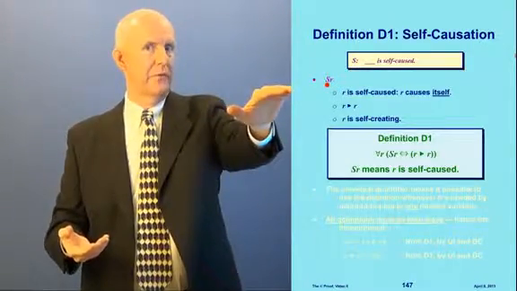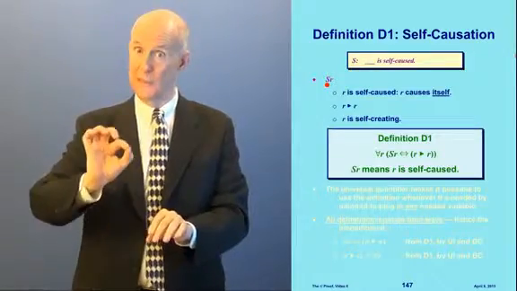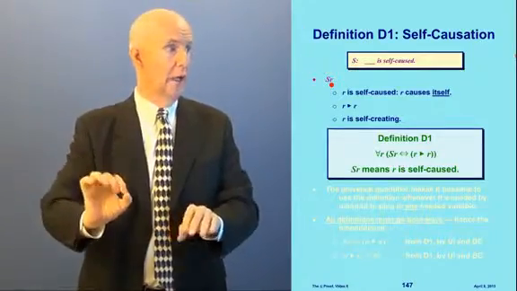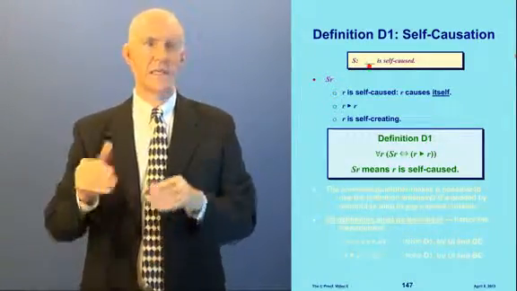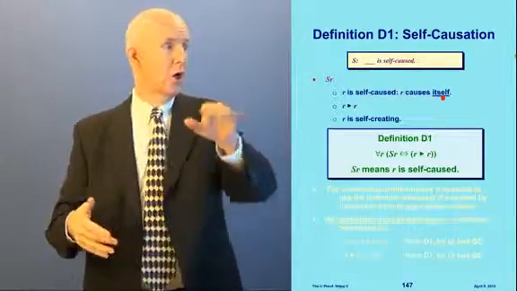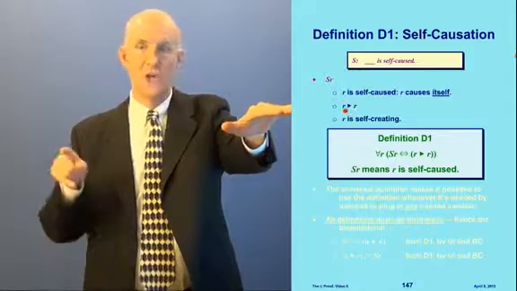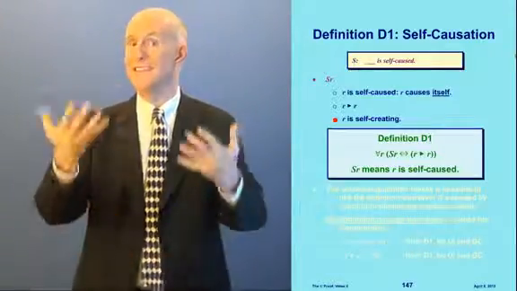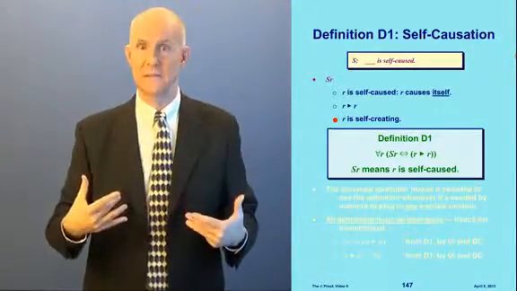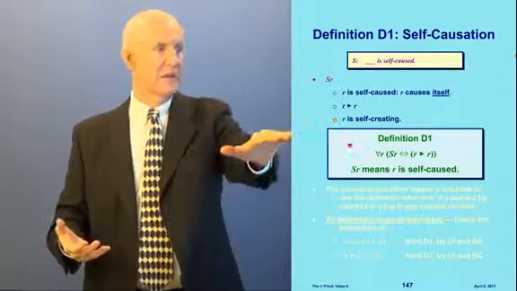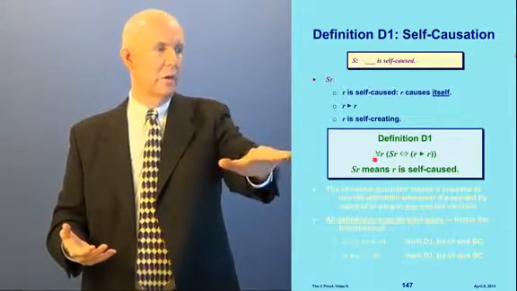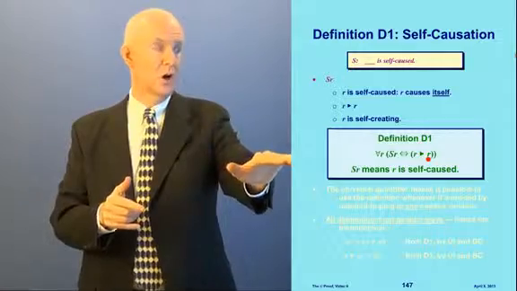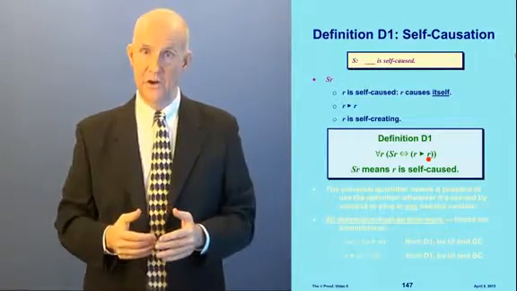So now, since I can use the capital letter S with one blank, I put one small letter after. So here I have Sr, capital letter S, lowercase r. This means that r is self-caused. In other words, r causes itself. So Sr means r causes r, right? In other words, r is self-creating, self-causing. If you cause something, I think that's the same thing as creating something. Okay? And here is the definition. This is our formal definition, D1, and what it says is, for all r, Sr if and only if r causes r. In other words, r is self-caused.